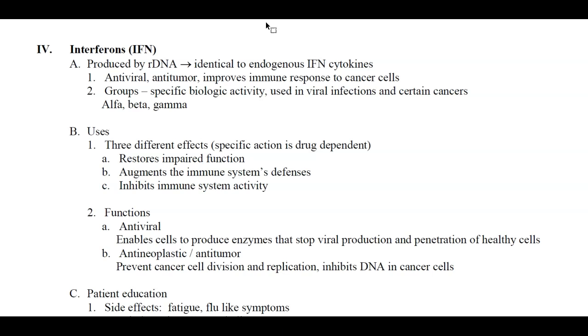Again, their main effect, just like our endogenous interferons or IFN, is mainly for viral illnesses, but they are also used as anti-tumor, and they also improve immune response to cancer cells. So there are different groups. We have the alpha, beta, and gamma. Depending on which group they belong to, they have a very specific function or biologic activity that they affect. But again, mainly they're used for viral infection and certain types of cancers.